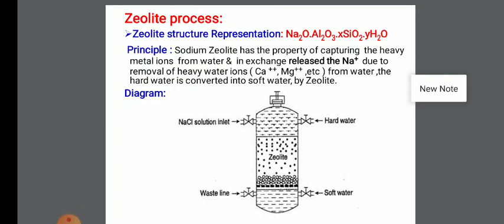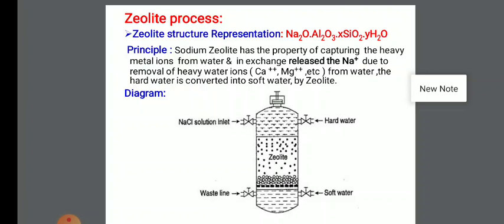So, the principle of the zeolite: sodium zeolite has the property of capturing heavy metal ions from the water, and in exchange it releases sodium ions, due to removal of hardness-causing ions like calcium ions or magnesium ions, etc., from the water. The hard water is converted into soft water by using the zeolite.